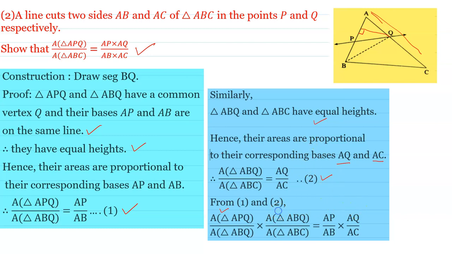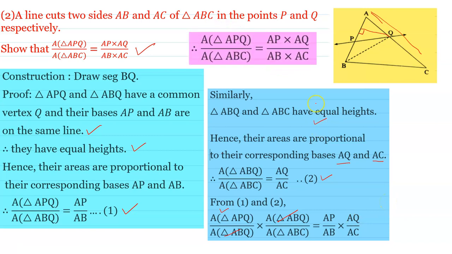यामध्ये काय कट होणार? That is, the area of triangle ABQ या ठिकाणी कट होणार, and hence you will get the area of triangle APQ upon area of triangle ABC is equal to AP into AQ upon AB into AC, and hence it is proved. Okay, this is the way of proving it. Easy question. Now the next question.